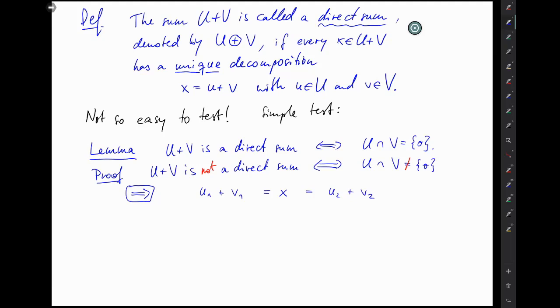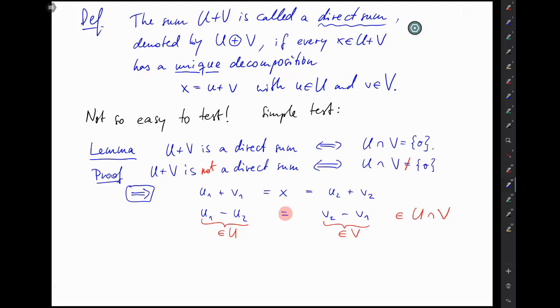Okay, now let's forget about little x in the middle and just rearrange this equation into this equation by subtracting the vector u2 from both sides and the vector v1 from both sides. What we get is a vector on the left that is the difference of two elements from U, but U is a subspace, so again that is in U. And with the same argument on the right, you get a vector that is in V. And because of this equality sign, it's in both U and V.